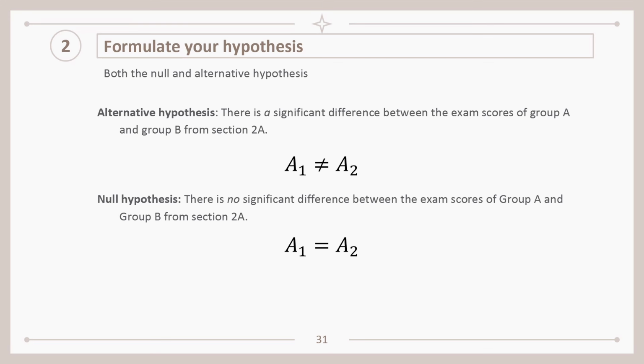B from Section 2A. So remember that when you formulate your null hypothesis, you don't write a contradicting statement to your alternative hypothesis. Simply, you add words of negation to your alternative hypothesis. In this case, we've added the word no to make it so that we negate all the possibilities except our alternative hypothesis. Okay? And by the way, this is what we refer to as a two-tailed hypothesis.